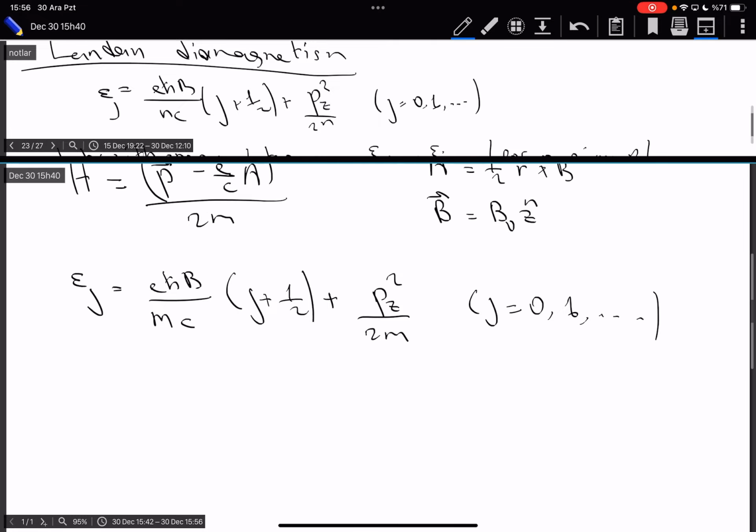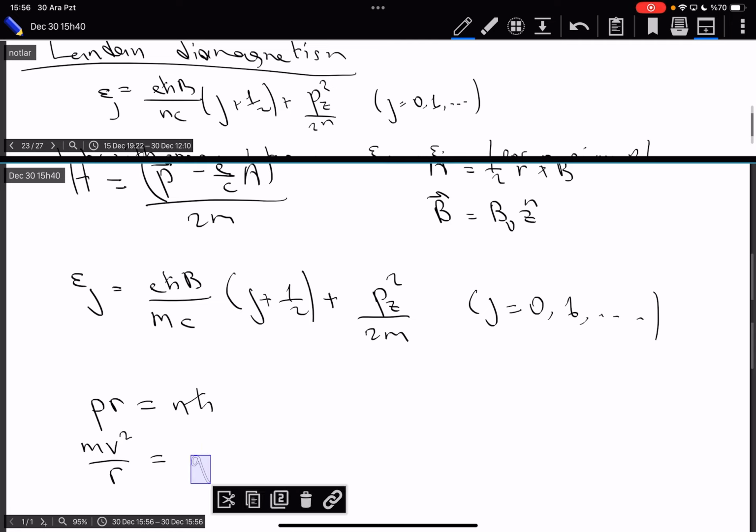So if you would like to study this two-dimensional motion using Bohr's approach, basically we have two conditions. One is the angular momentum should be a multiple of h bar, which, if you just imagine circular orbits, PR should be n h bar. On the other hand, the central force causing this circular motion is just the magnetic force. Well, the velocities just cancel, so we have P over R is equal to E times B.